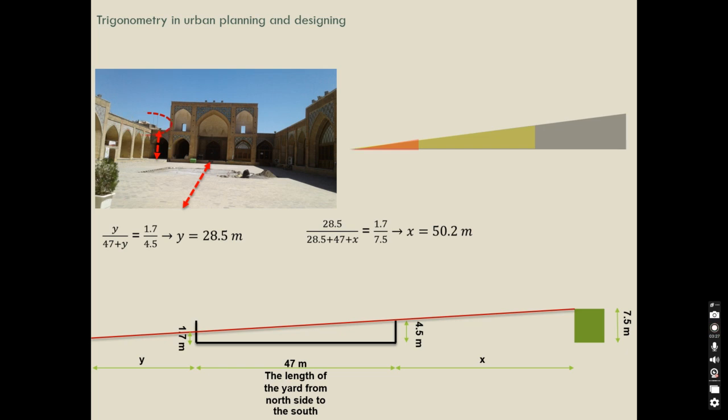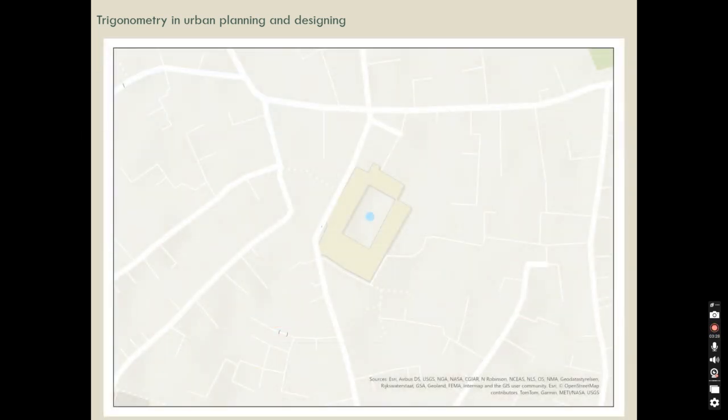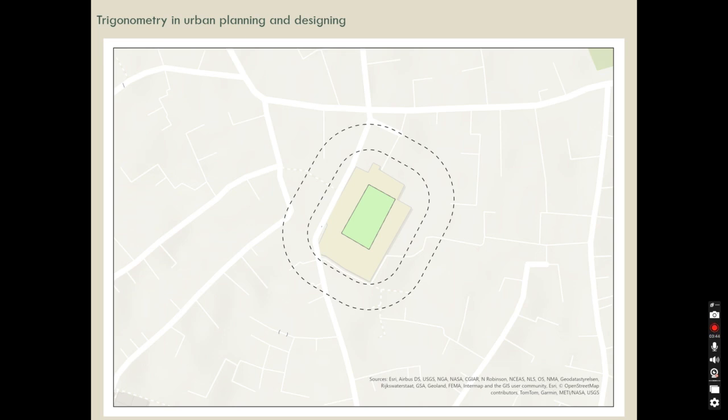So here we go. This is one aspect through which we can find buffer zones for historical buildings. Although there are many factors contributing to drawing buffer zones, these calculations could be an initial estimation to suggest those lines.